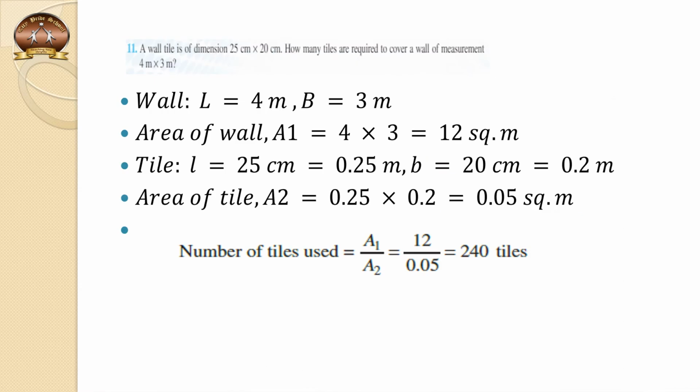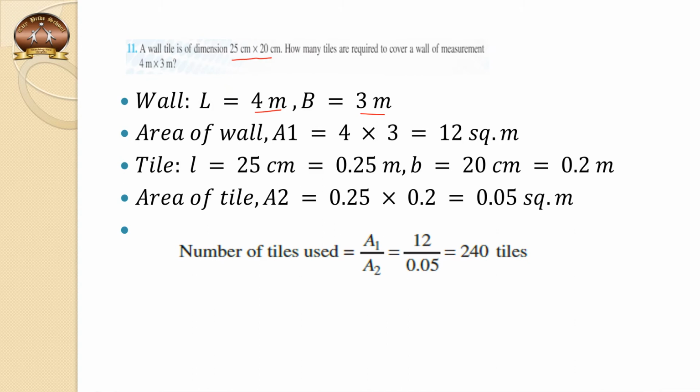I have taken one more problem, that is question number 11. You have a wall tile of dimension 25 centimeter into 20 centimeter. How many tiles are required to cover a wall of measurement 3 meter and 4 meter? So you have a wall whose measurement is 4 meter and 3 meter. So first let us find the area of the wall, which will be equal to 4 into 3, that is equal to 12 square meter.